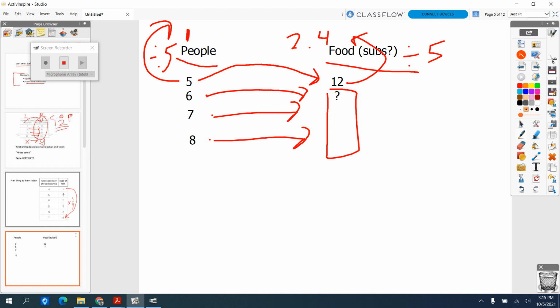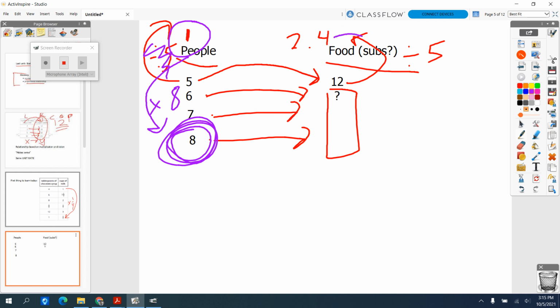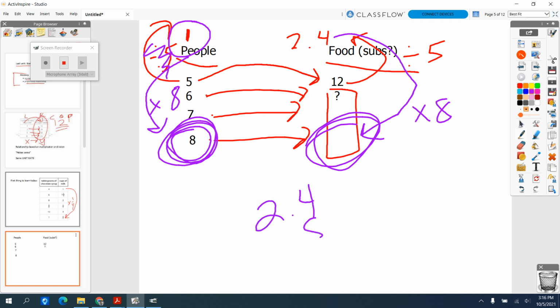Well, that's going to be helpful because if I want to know how many subs I should order for 8 people, now forget about this dividing by 5. Now that I have for one person, what times 1 gets me 8? Of course, times 8. A lot easier, right? Because when you get it to 1, 1 times 8 is 8. And if I take this 2.4 or 2 4/10 and multiply by 8, that's going to get me how much food I should order. I lost my calculator, so I'll just do it by hand. 2.4, 2 4/10 times 8.